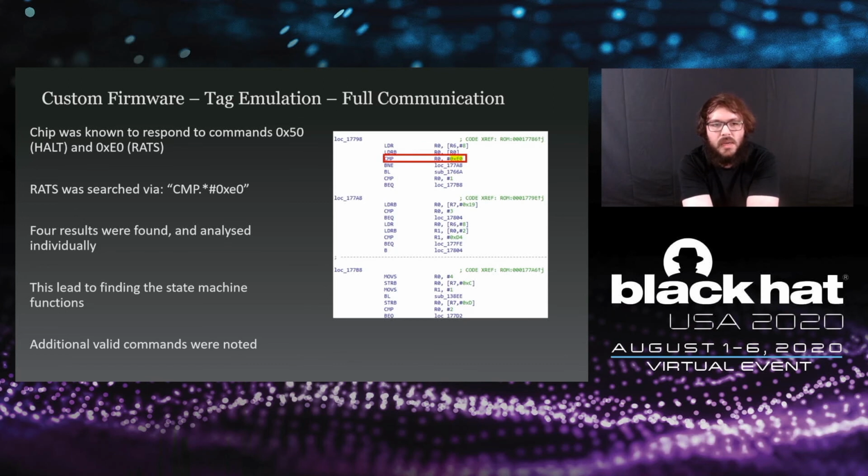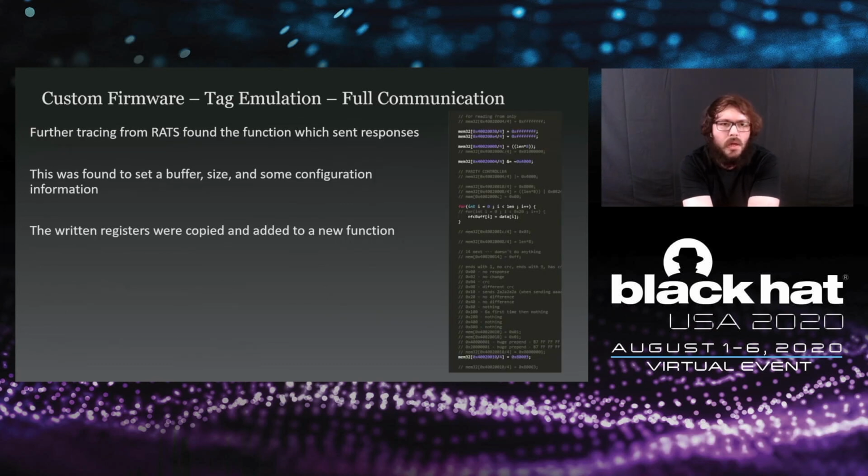I searched for the RATS command using comparison E0, which was the command used by NFC for that particular functionality, and found 4 results and just looked through them and worked out which one was in use. This led me to find the exact state machine that was used by the chip to do further communication, and also found some further valid commands. Further tracing of this found how it would send responses.